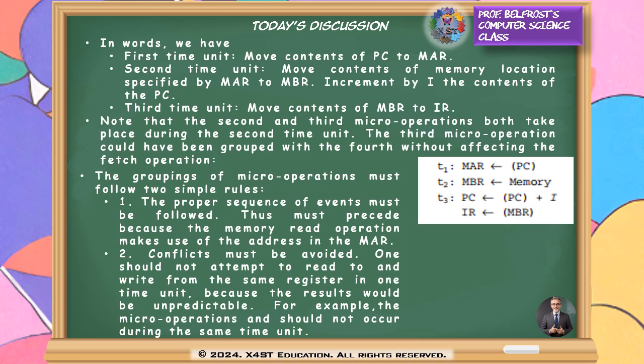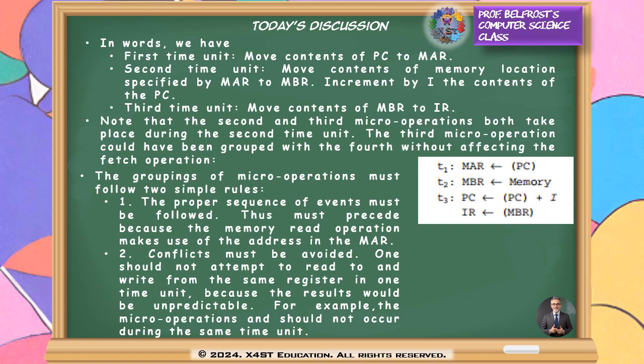Now, the grouping of micro operations must follow two simple rules. Please keep them in mind. First, the proper sequence of events must be followed. The first must precede the second, because the memory read operation makes use of the address in the MAR. Second, conflicts must be avoided. One should not attempt to read from and write to the same register in one time unit, because the result would be unpredictable. You can imagine how chaotic it would be if two processes take place at the same time using the same source register; the register would be confused about which one to handle first.